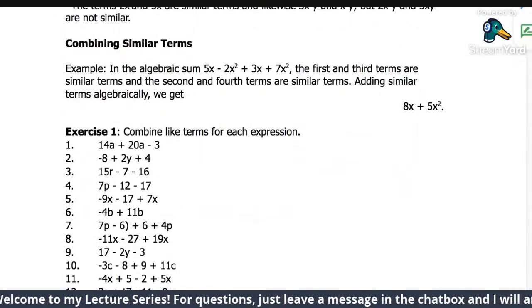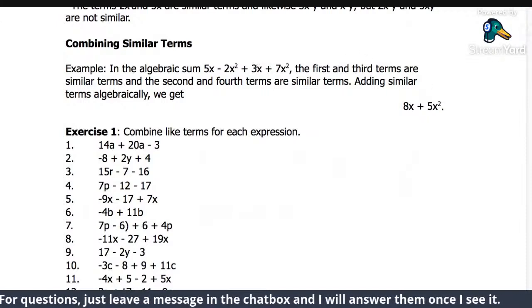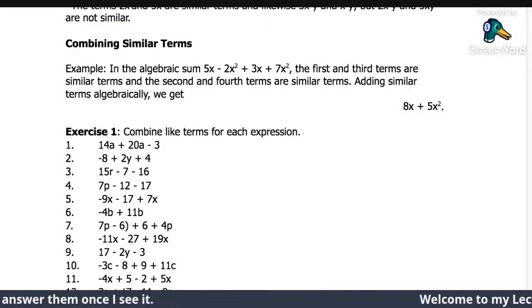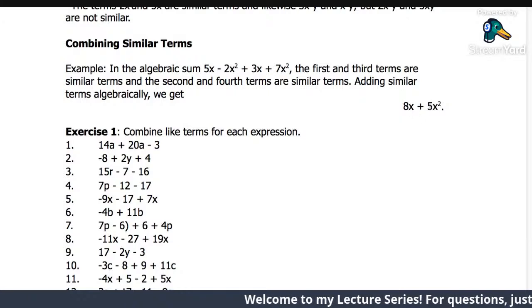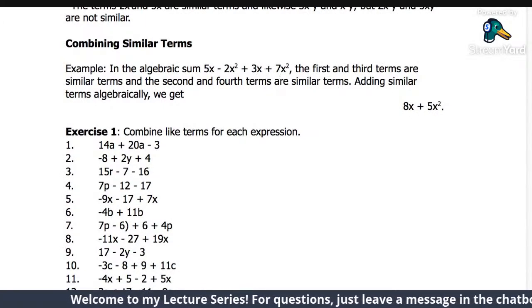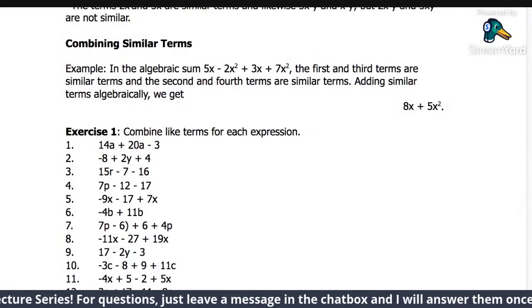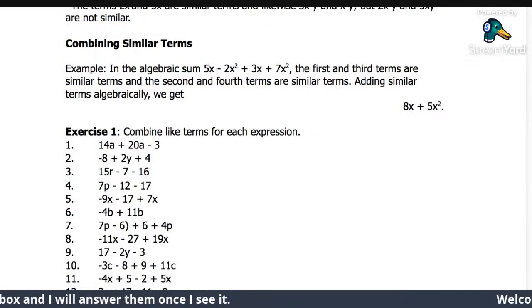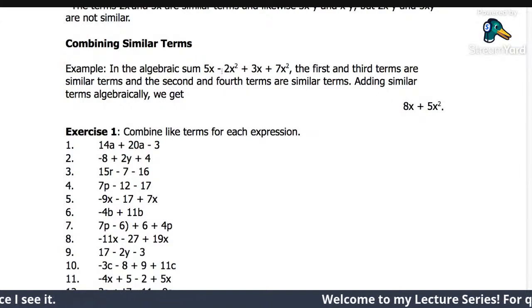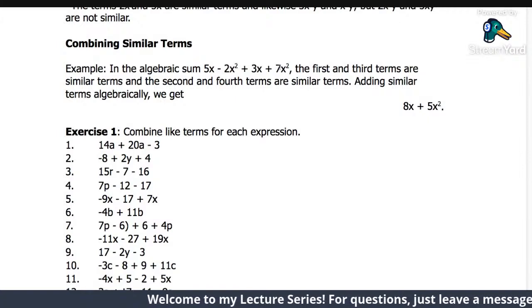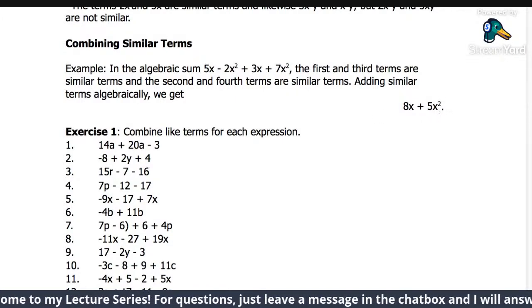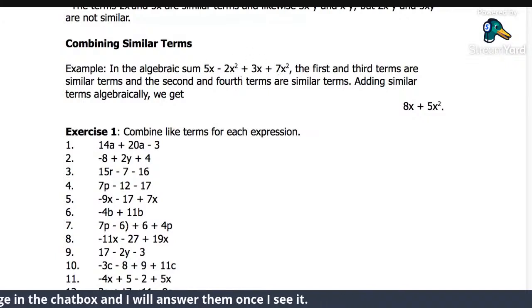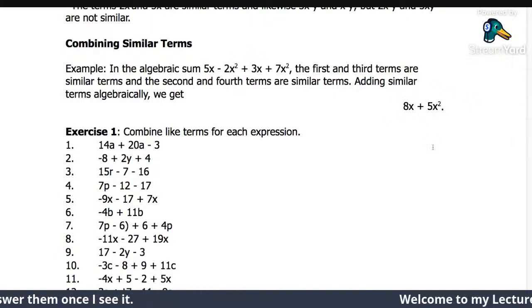Combining similar terms. In the algebraic sum 5x minus 2x squared plus 3x plus 7x squared, the first and the third terms are similar terms, and the second and fourth terms are similar terms. So adding similar terms algebraically, we will get 8x plus 5x squared. When you are performing the operation, you can only perform an operation between two or more similar terms. So in this case, 5x plus 3x would be 8x, and then minus 2x squared plus 7x squared will give you plus 5x squared. So if we simplify this algebraic expression, it will become 8x plus 5x squared.